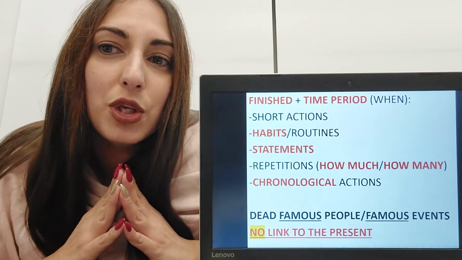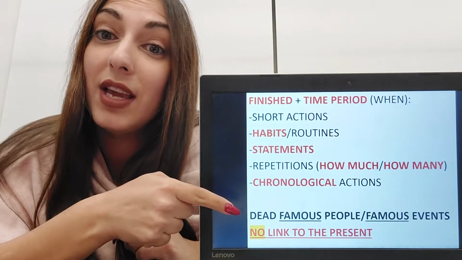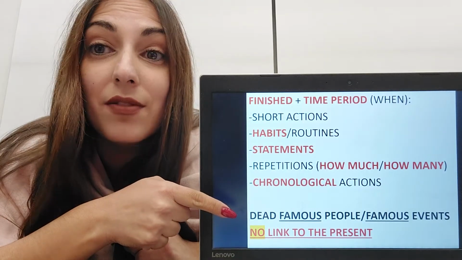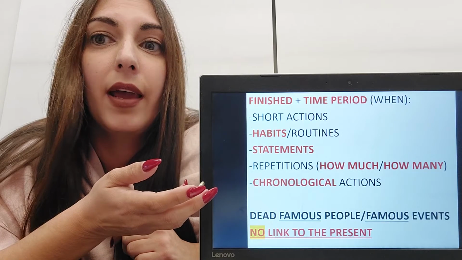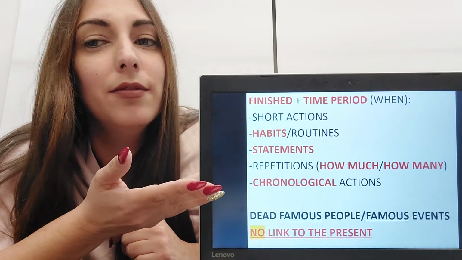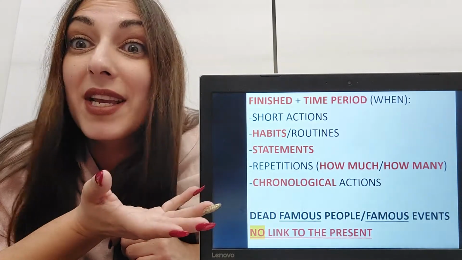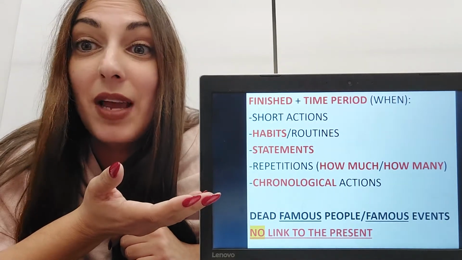Now we can also use past simple without a time period when we talk about dead famous people or famous events from the past. Dead famous people, I'm thinking of someone like Hitler, for example, bad man, but very famous, or Shakespeare, or Albert Einstein. They're all dead famous people.